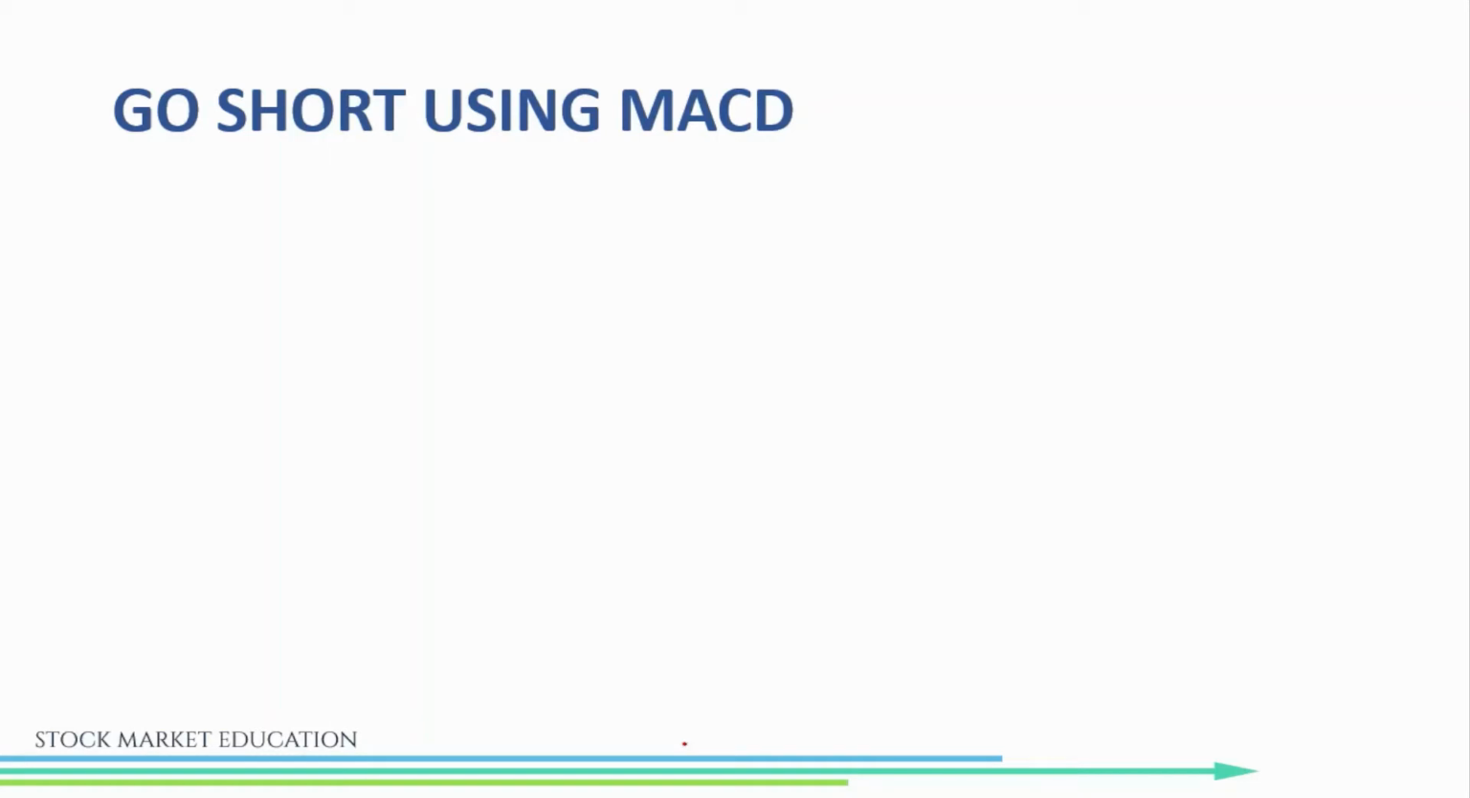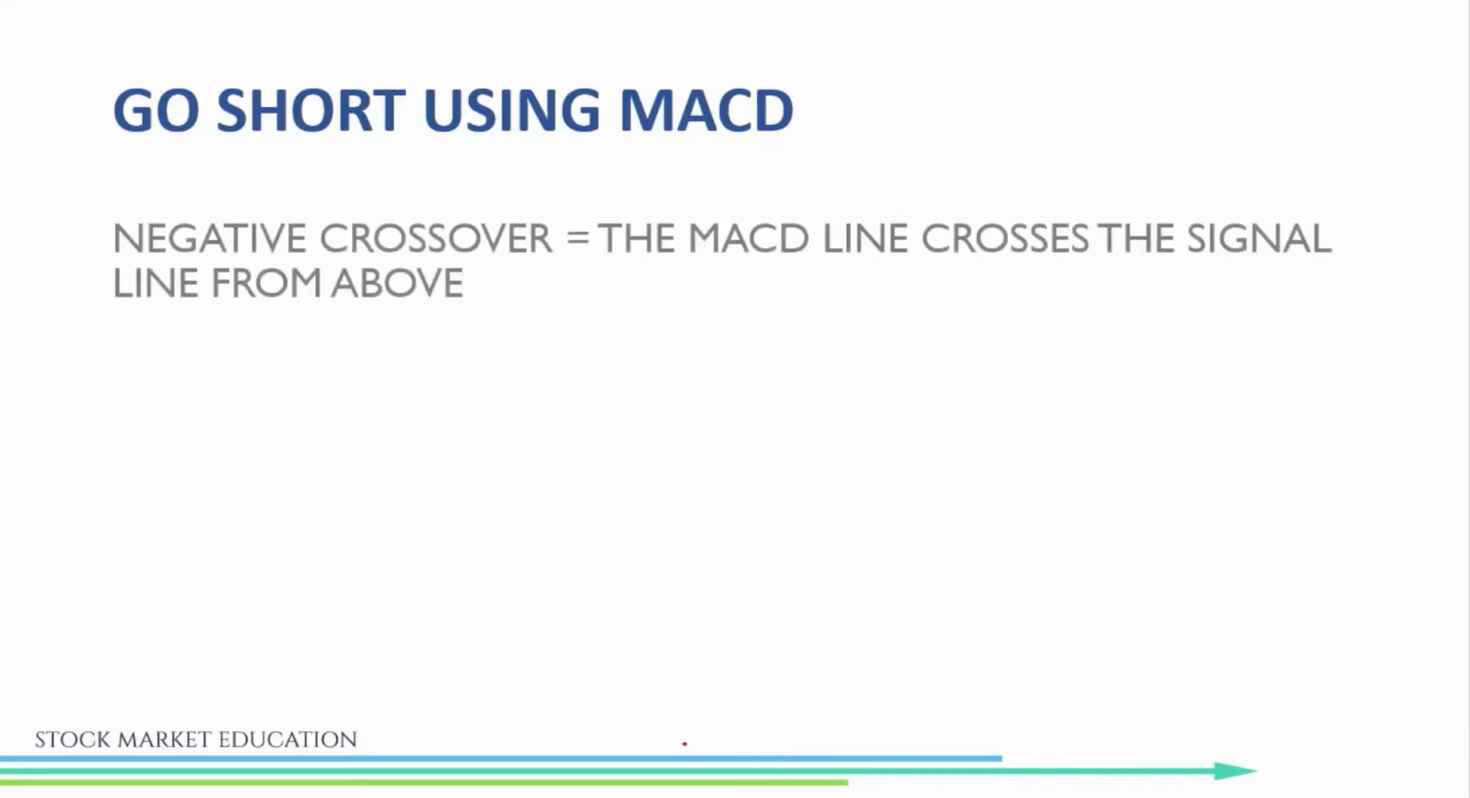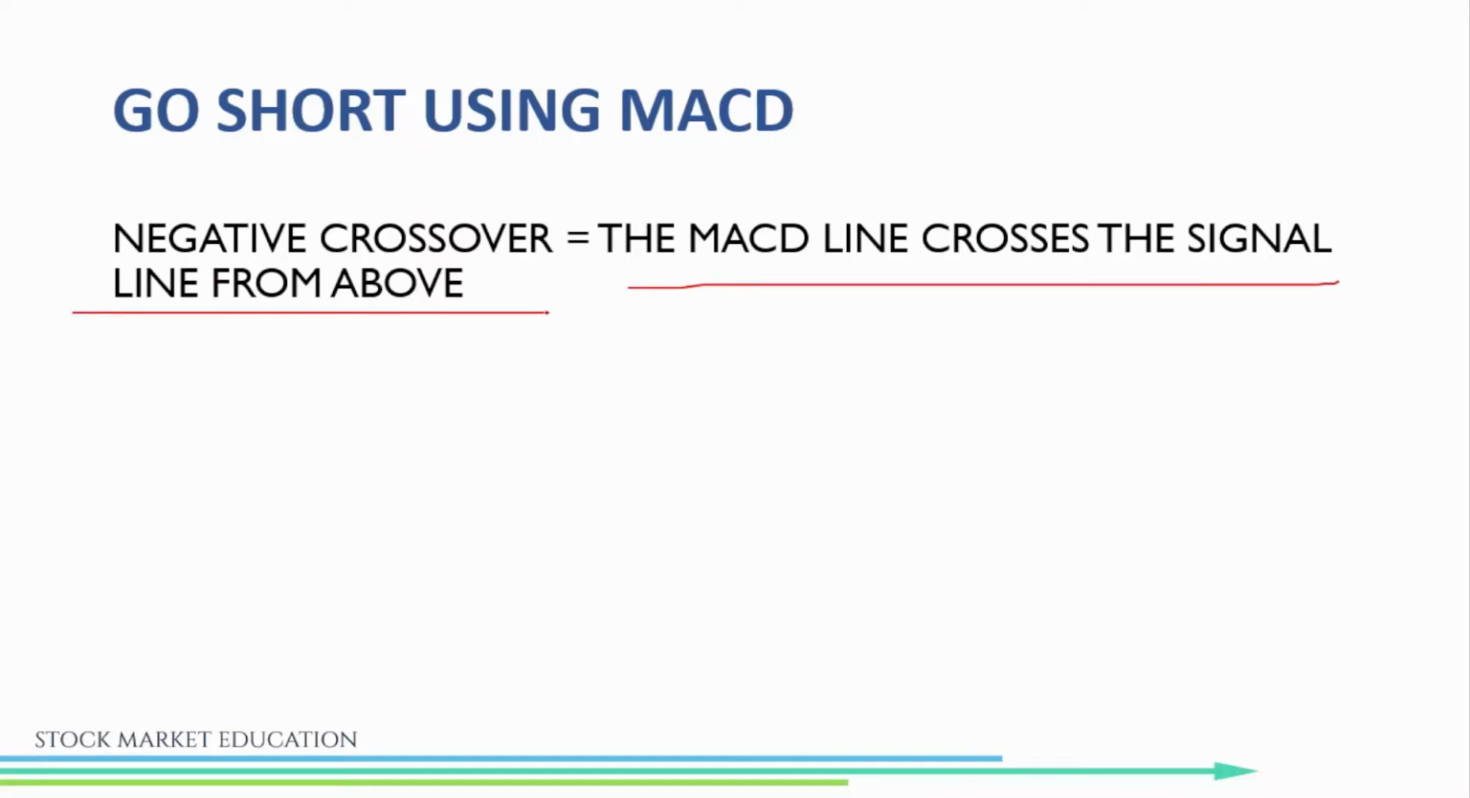So now how do we go short using MACD? What is the negative crossover? It is exactly the opposite of the positive crossover, that is, the MACD line crosses the signal line from above. That will be our shorting opportunity by using MACD.